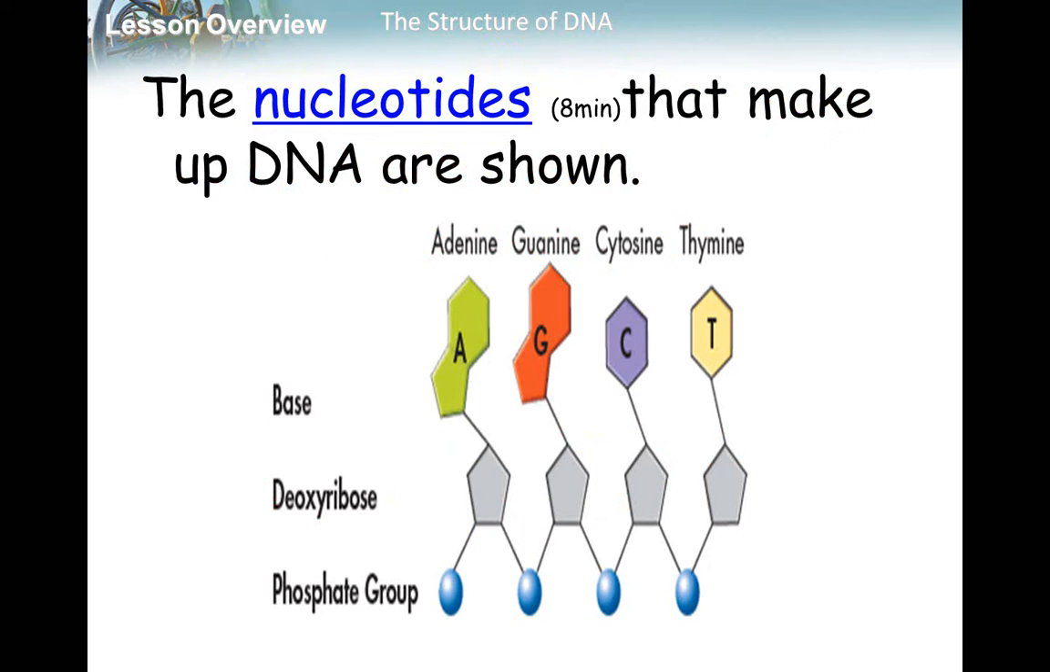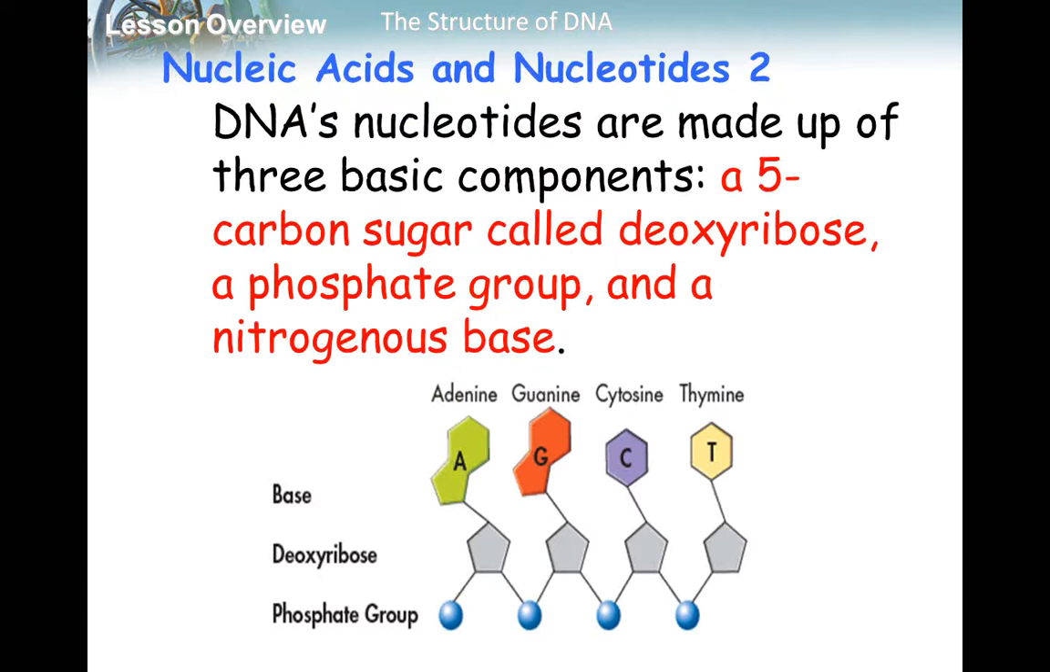What's a nucleotide? Here's what a nucleotide is. Nucleotides basically are these chains that are made of bases, deoxyribose, and a phosphate group. These are bonded together by covalent bonds. They come from these bases of A, G, C, T. The A stands for adenine, then guanine, cytosine, and thymine. DNA's nucleotides are made up of those three parts: a 5 carbon sugar called deoxyribose, a phosphate group, and a nitrogenous base.